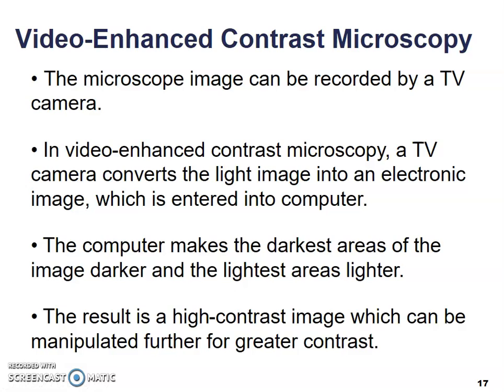Video enhanced contrast. The microscope image can be recorded by a TV camera. The video enhanced contrast, I have trouble with that word, guys, sorry. A TV camera converts the light image into an electronic image, which is then entered into a computer. The computer then edits it slightly, makes the darkest areas of the image darker and the lightest areas lighter. The result is a high contrast image, which can then be manipulated for greater contrast. So it's an easy way for scientists to manipulate the images to get a better look at what is under the microscope.